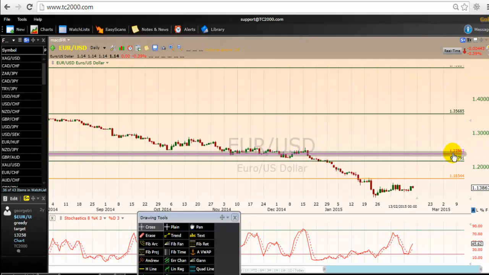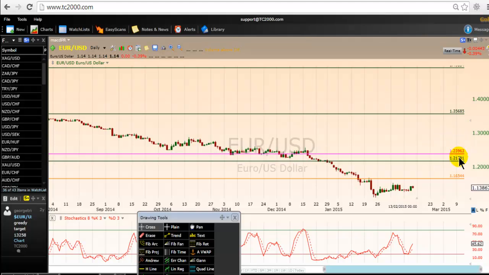This level, 1.2396. Note it down. Have a notebook for the euro dollar, or have a notebook for any financial instrument that you are trading. For the euro, have your small notebook and note it down: 1.2396.